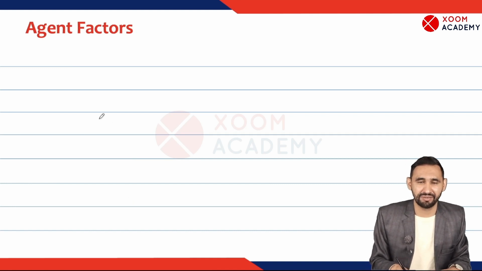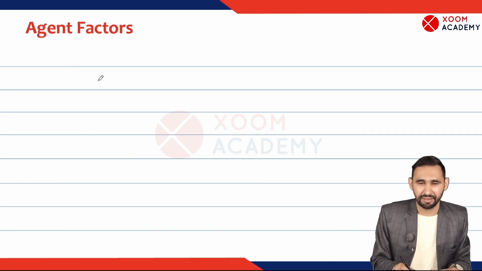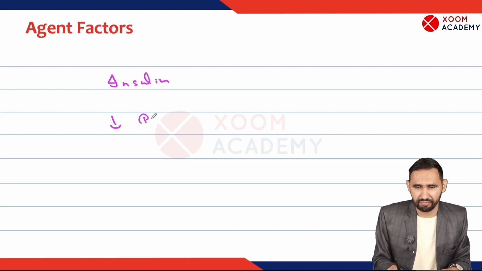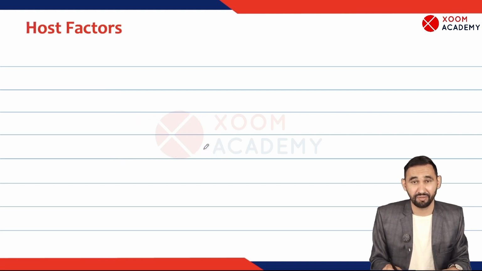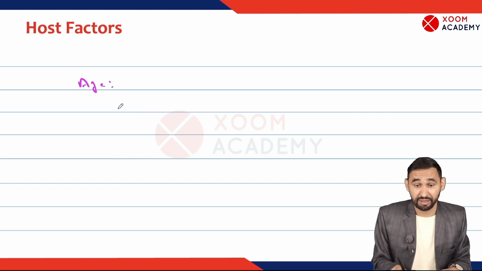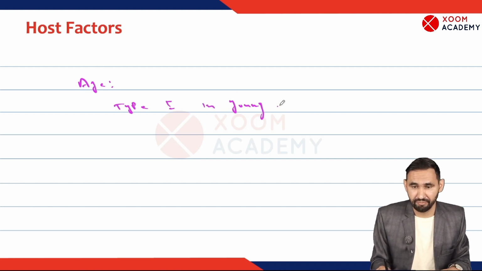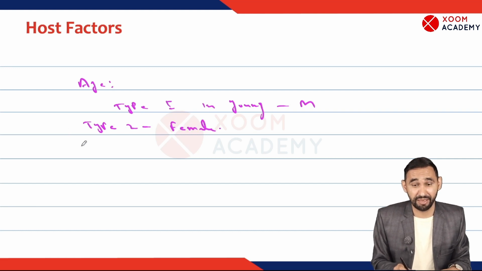What are the agent factors? What are the various factors which cause diabetes? Agent factor, insulin. Either there is decreased production of insulin or decreased sensitivity to insulin. This is the major factor which causes diabetes. What are the other factors? Age. Type 1 is common in young adults, especially in males. Type 2 is common in middle-aged females, although it is present in males. So age and gender play an important role.